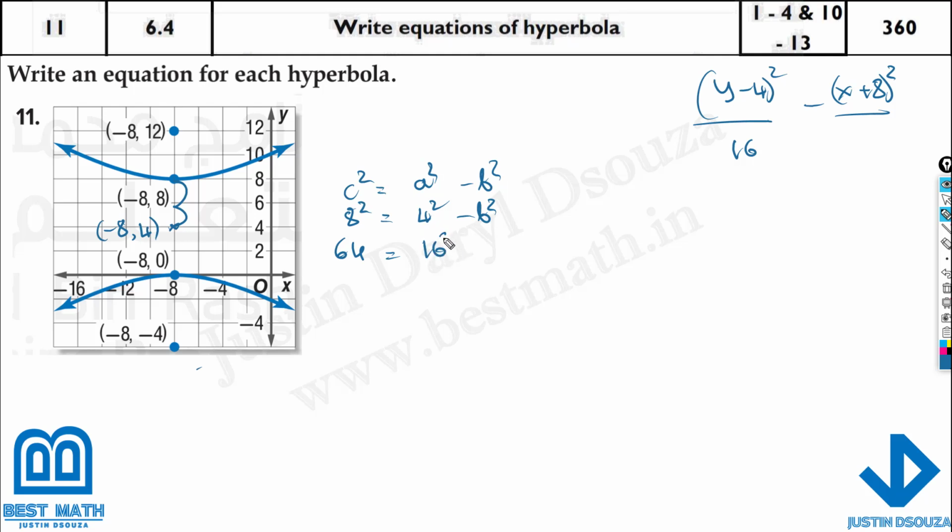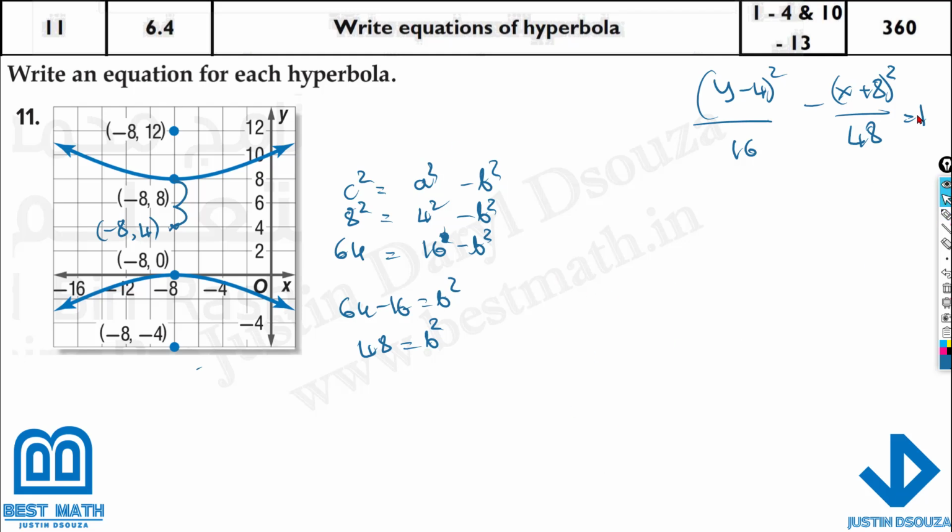It's 16 minus b squared. Now, sorry, not 16 squared, 16. 4 squared is 16. Take it to the other side, it's going to be 64 minus 16, that is equal to b squared. And here we have 48 equals b squared. We just write 48. That will be the answer. Here as well, don't forget equal to 1. It's very important. Equal to 1 must be there.